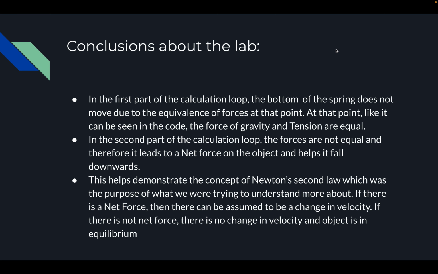So conclusions about the lab. In the first part of the evaluation calculation loop, the bottom of the spring does not move, due to the equivalence of the forces at that point. At that point, the force of gravity and tension are equal, as I said before. In the second part of the calculation, the forces are not equal, and therefore lead to a net force on the object and help it fall downwards.